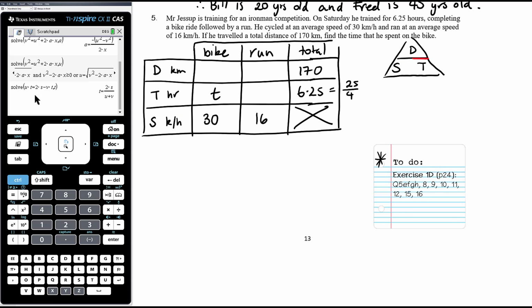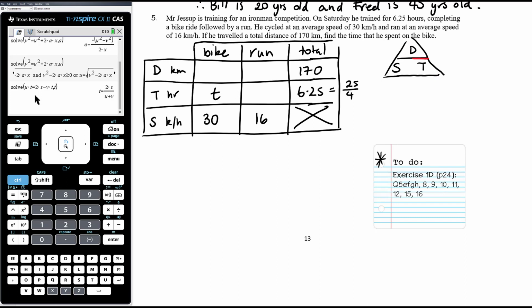When you build this triangle, if you cover up the thing that you're trying to find, so if I cover up the s, I'm left with d over t. Speed is distance over time. If I cover up the t, I'm left with d over s. Time is distance over speed. If I cover up the d, I'm left with s times t. Distance is speed times time.